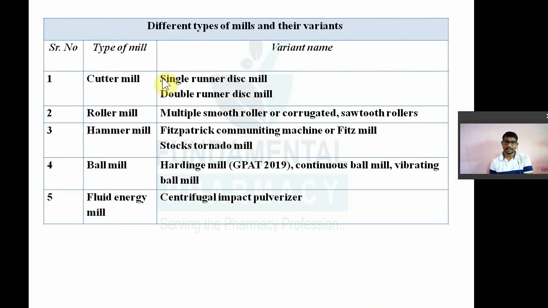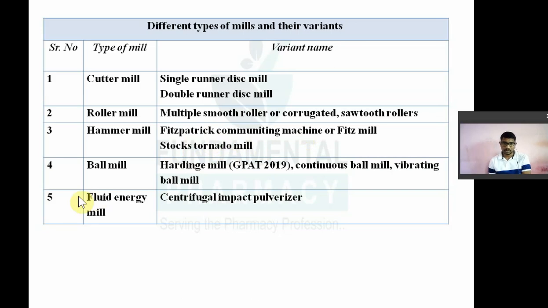Just as a car has its variants, the mills have variants. Cutter mill has two variants, single runner disc mill and double runner disc mill. Roller mill has variants like multiple smooth roller or corrugated and then swathed roller. Then hammer mill has variants like Fitzpatrick comminuting machine or Pitts mill or Stokes tornado mill.